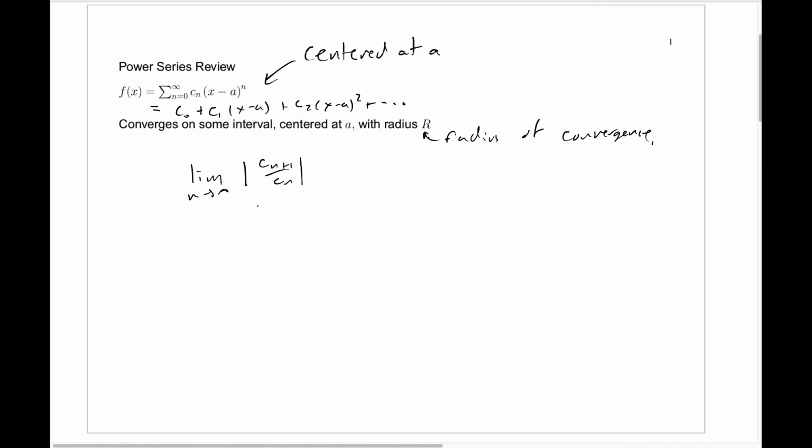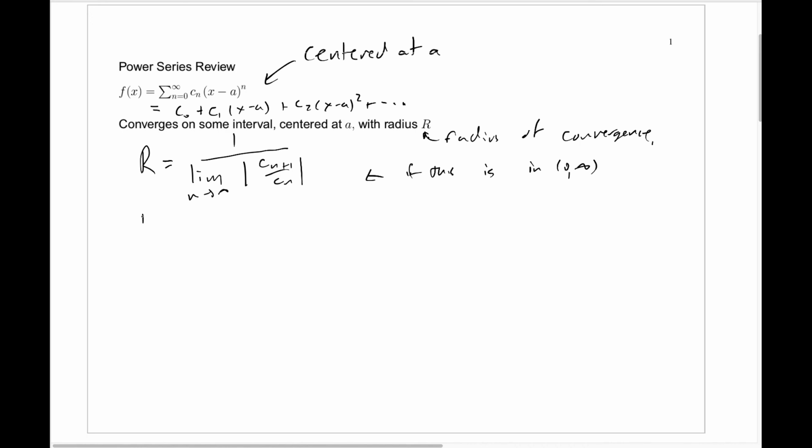Now, as long as this is a finite number, so if this limit exists and it's between 0 and infinity, it's some finite number. It can't be negative because, of course, we've taken absolute values here, so it's positive. Then we know that the radius of convergence R is just 1 over that number.